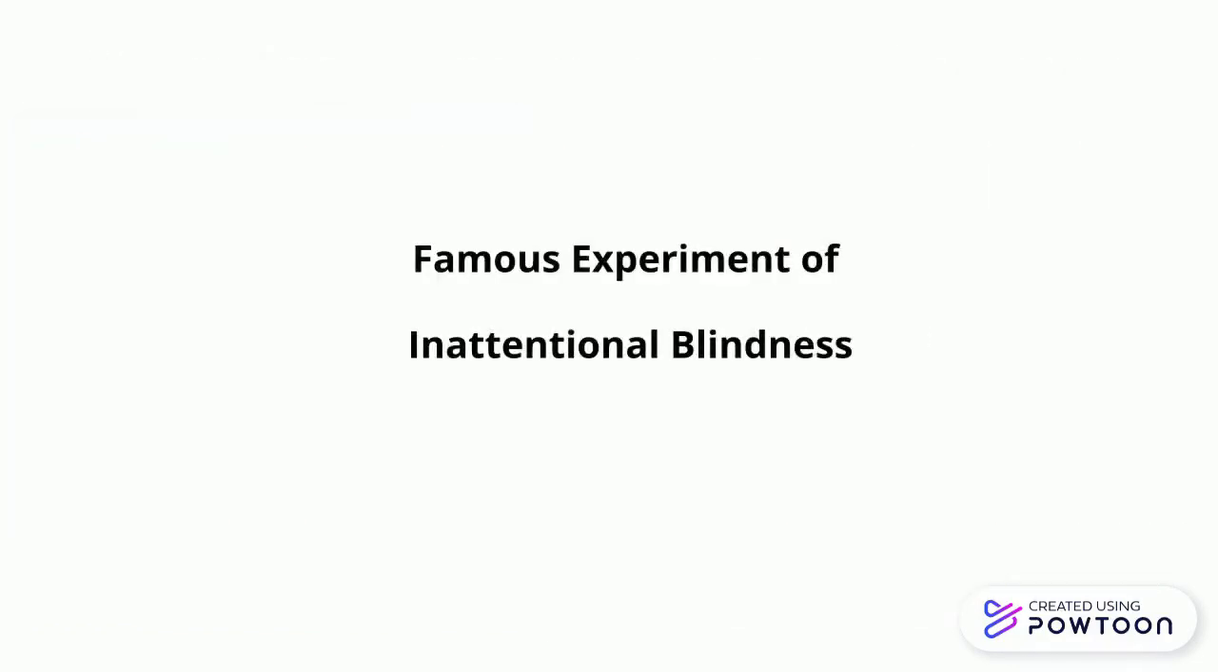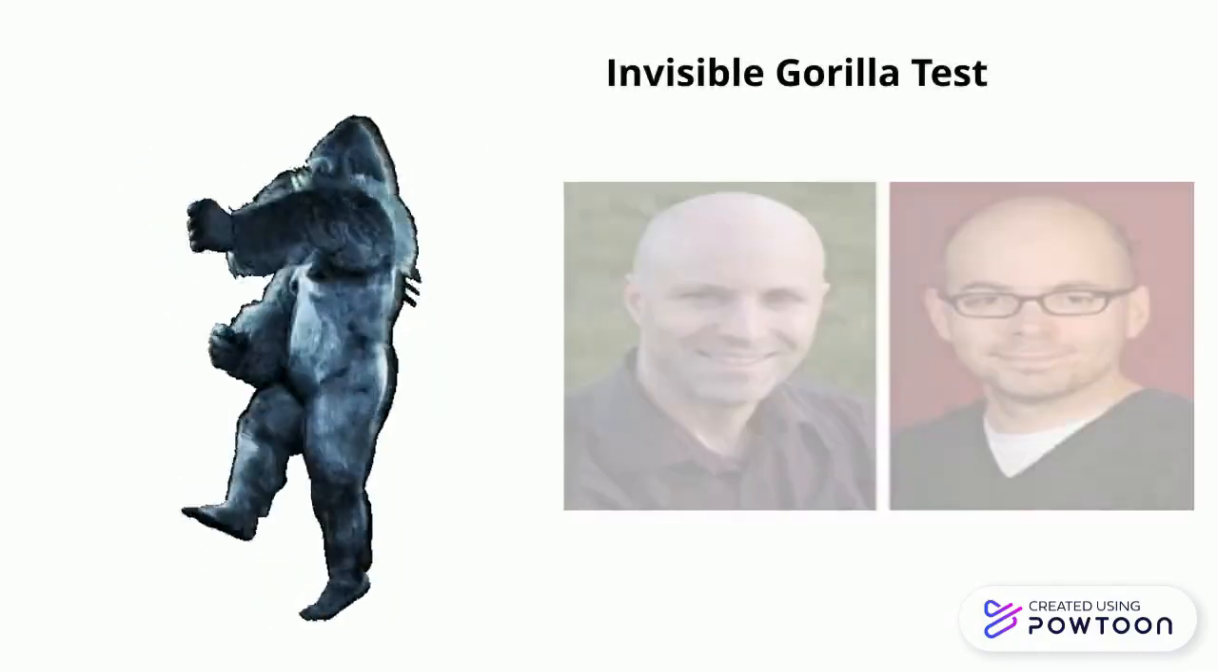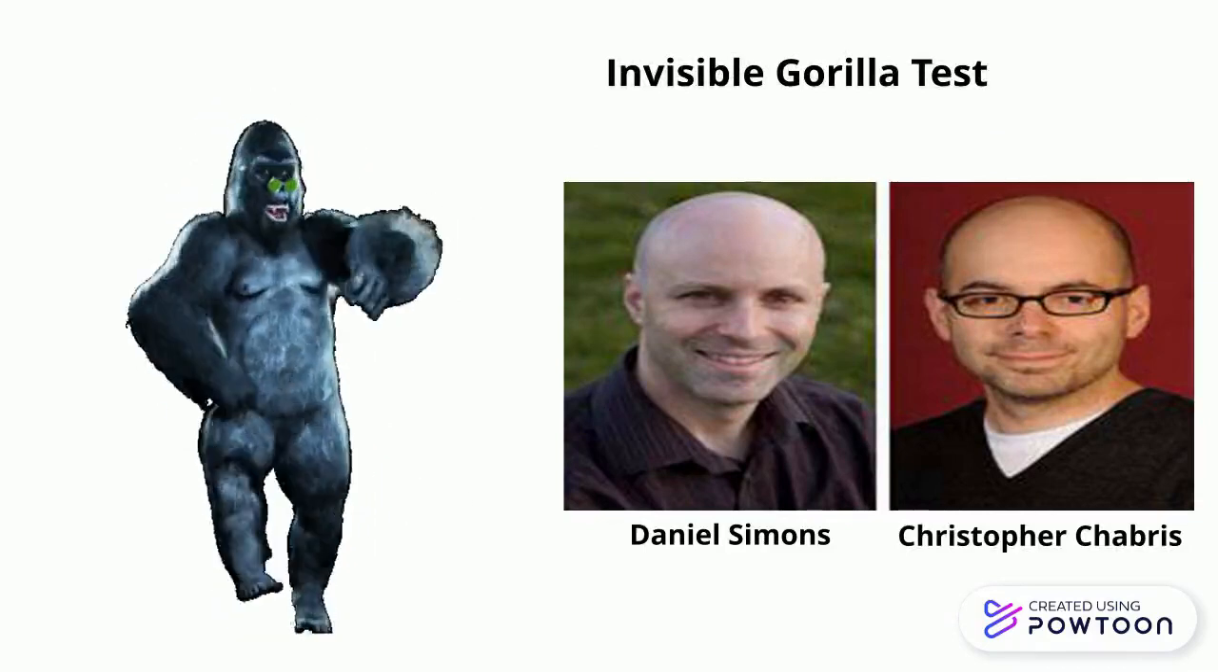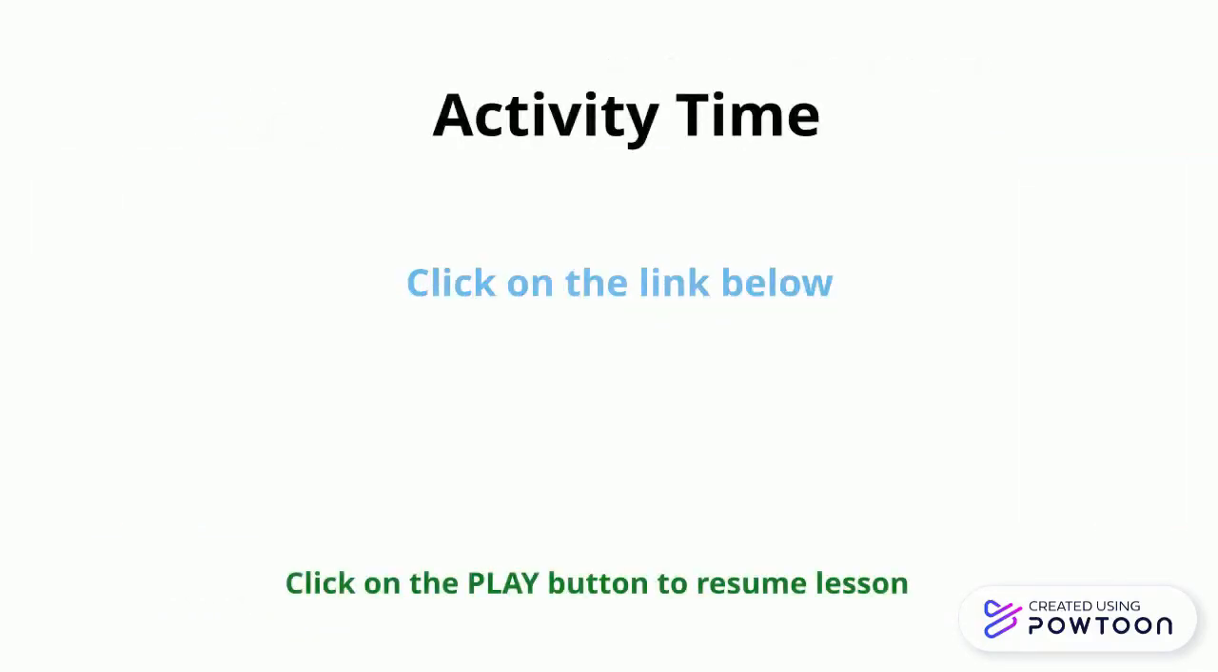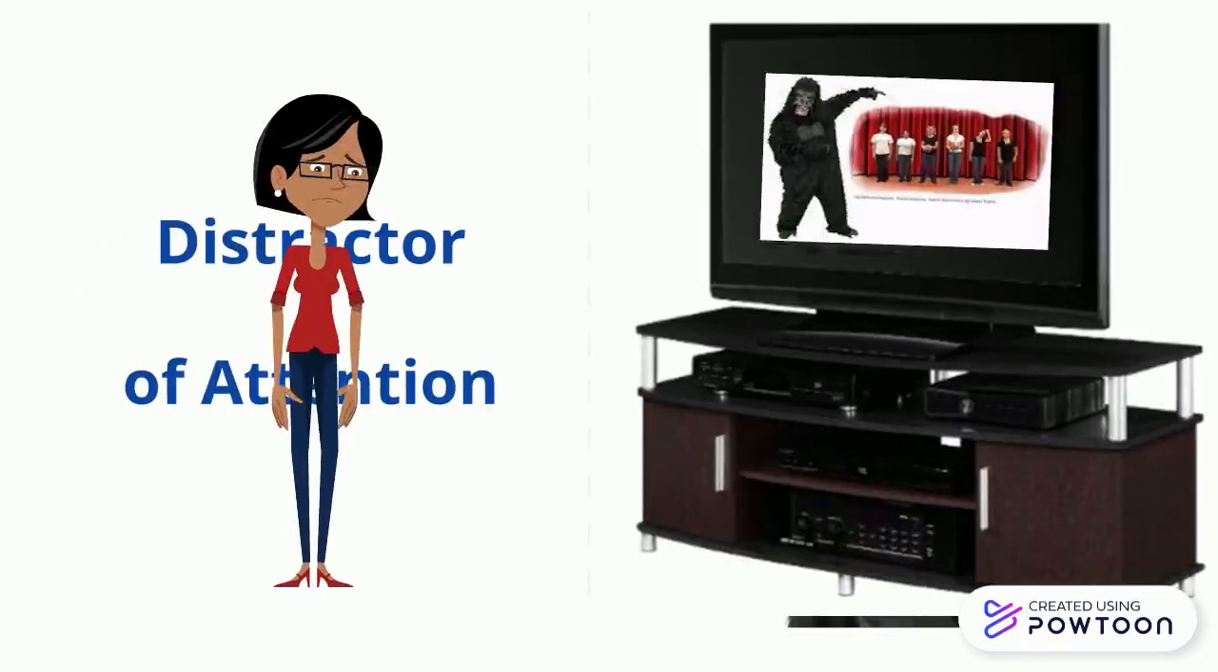The famous experiment demonstrating inattentional blindness is the invisible gorilla test conducted by Daniel Simons and Christopher Chabris. Now let's take a moment to watch this experiment to test our awareness. From the video, if you saw the gorilla, then perhaps you got distracted. If you did not see the gorilla, it is not your fault.